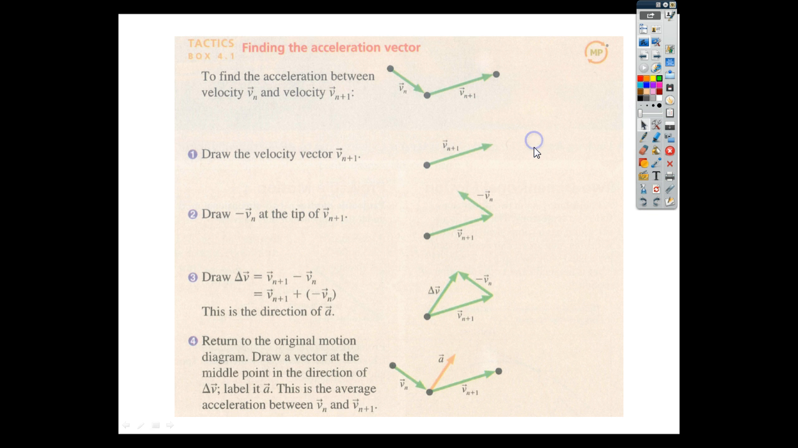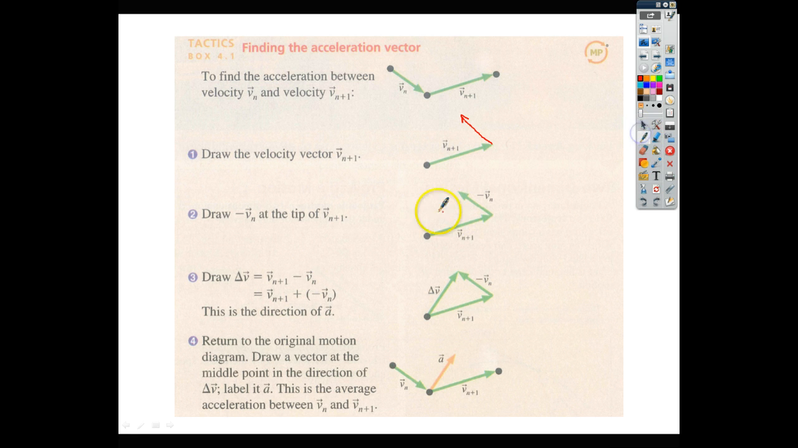For the next slide, we're going to talk a little bit more about how to find the acceleration vector. Let's say that I am traveling in one direction with a velocity of Vn, and then I change my velocity to make it Vn plus 1. In order to find the difference, I draw the velocity vector n plus 1, the second one. I'm going to take the first one and draw it anti-parallel, in the same plane but going the opposite way. Then I attach it so that it is in a head to tail configuration.